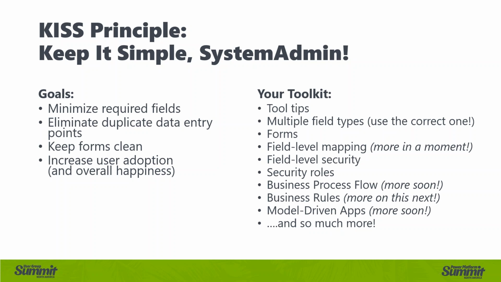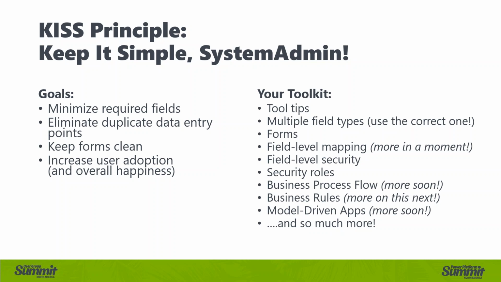Minimize required fields. That is a huge barrier to entry. If you're asking your sales team, for example, to enter all of their opportunities and you have like 8 required fields, you're probably not going to get as many opportunities entered in your system as if you have 1 required field, and then you use some extra out-of-the-box functionality to change your field level requirement as they process through. Goal number 2, eliminate duplicate data entry points. This is a really big one. You don't want to ask your salespeople to enter something on the lead, and then when it becomes an opportunity, you have to enter that again.